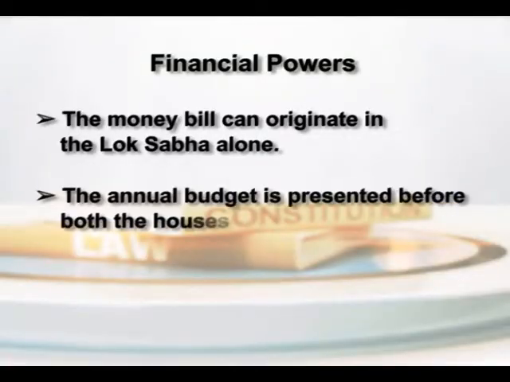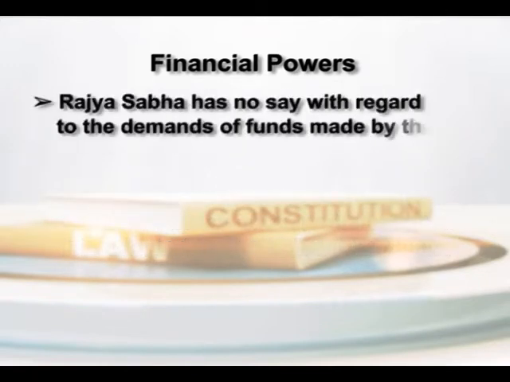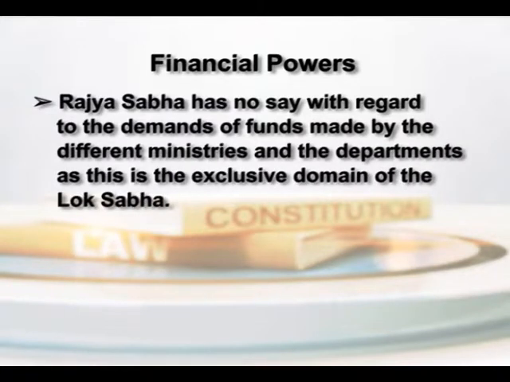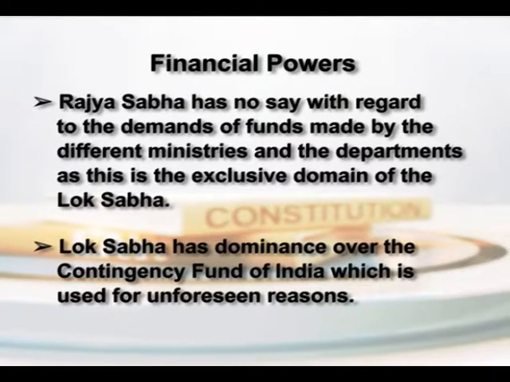In fact, whether a bill is a money bill or not is decided by none other than the Speaker of the Lok Sabha. Now, apart from the money bill, the annual budget is presented before both the houses of the Parliament, but it is adopted by the Lok Sabha alone. Thirdly, the Rajya Sabha has practically no say with regard to the demands for funds made by the different ministries and departments, as this is the exclusive domain of the Lok Sabha. Fourthly, the Lok Sabha has its dominance over the contingency fund of India. It controls the contingency fund, which is used for unforeseen reasons.